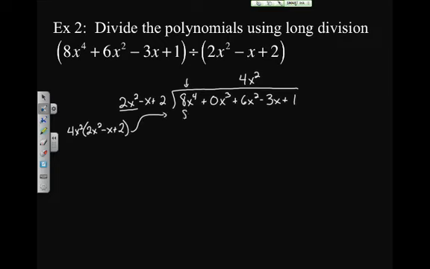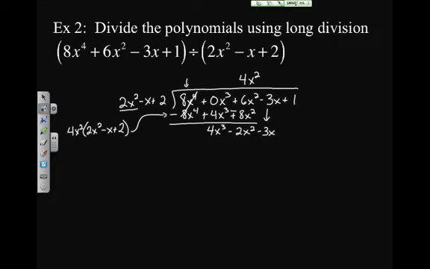So we're going to have 8x to the 4th minus 4x cubed plus 8x squared. Then remember, we draw the line and change all the signs. So again, these first terms cancel. We're going to have 4x cubed. We're going to have negative 2x squared. And we will bring down the negative 3x.